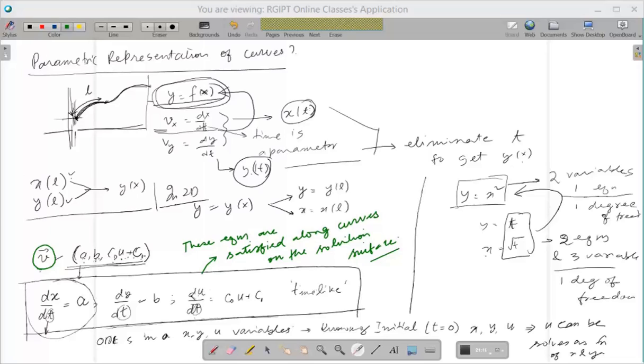Another way of saying the same thing would be, for example, if I find x as a function of t and y as a function of t, then I essentially know x as a function of y, and t can be eliminated. You can get u as a function of x and y on that particular curve that we obtained by eliminating t between these two equations. So all right, that is essentially the idea.